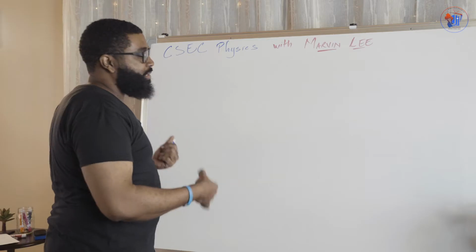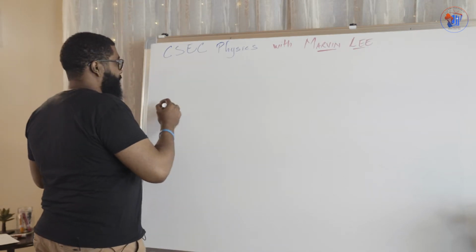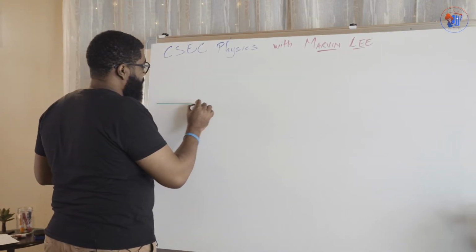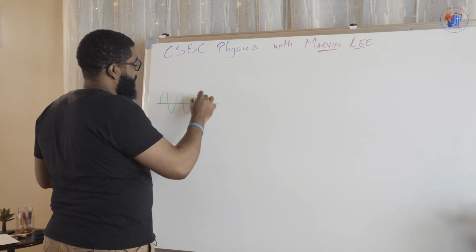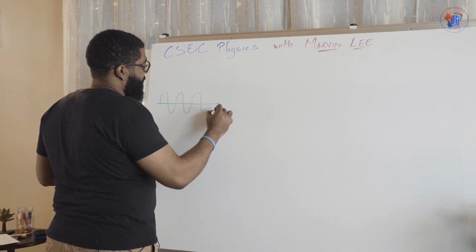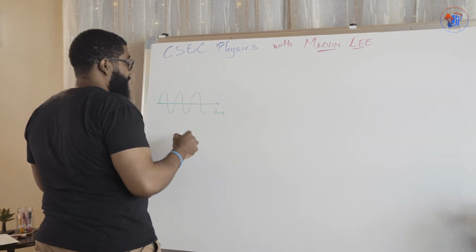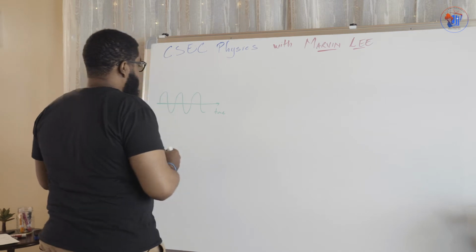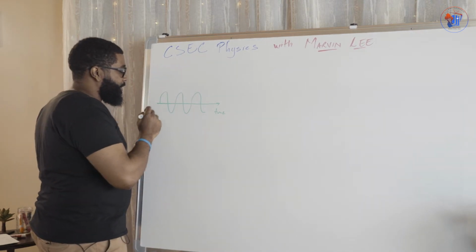DC converted to AC is called inversion, but that's a different story altogether. So essentially what we're trying to do is convert an alternating waveform, time, into a direct current or DC waveform. Now, we're speaking specifically about half-wave rectification.